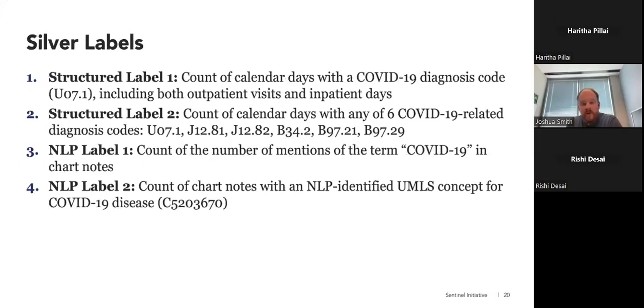Structured label 1 was a count of the calendar days with a COVID-19 diagnosis. U07.1 is the diagnosis code, including both outpatient visits and inpatient days.